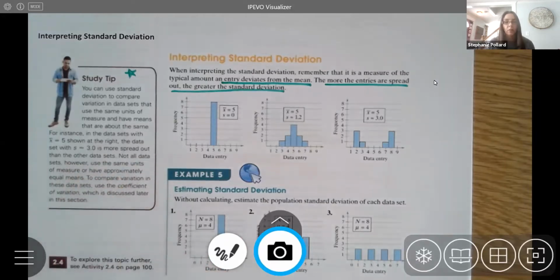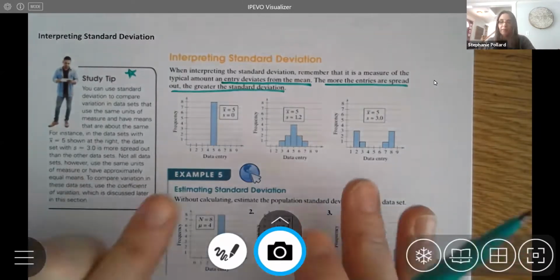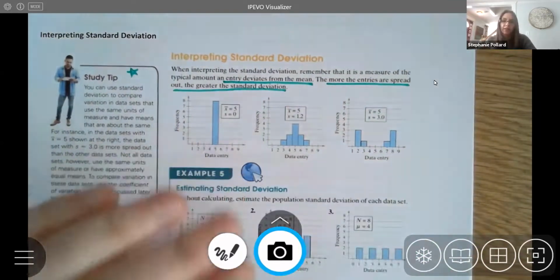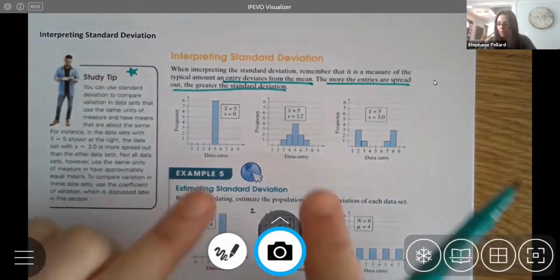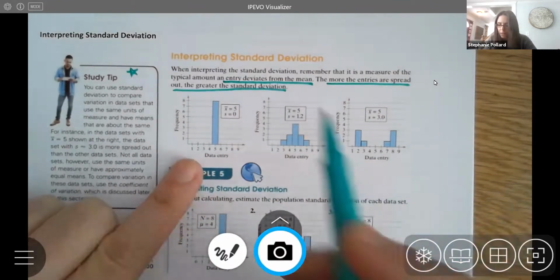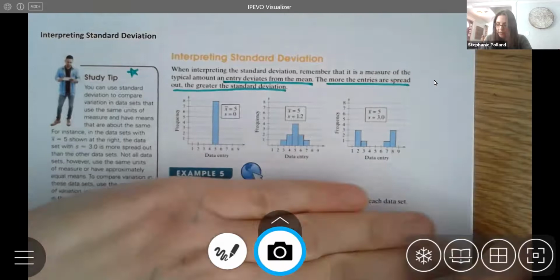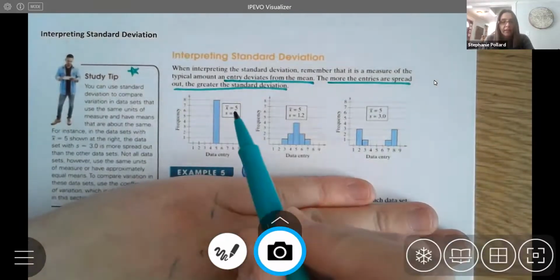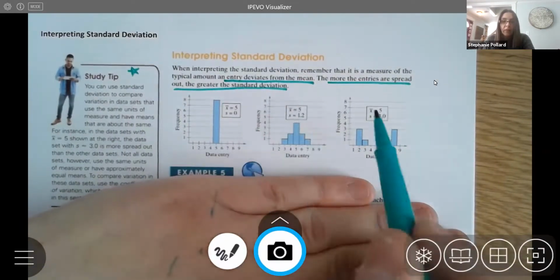So we do have another method we'll use later on at the end of this section called the coefficient of variation to compare those sets. But if you have data that has the same mean or a very similar mean, like close together, then you can use the standard deviation to compare them to see how spread out they are. So notice here, each of these graphs has the same mean, right? They're all 5, and we can see the data.